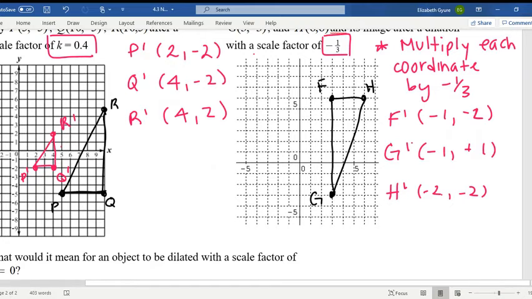Okay. So -1, -2 is F prime. -1, 1 is G prime. And then H prime is -2, -2. So it's much smaller and flipped upside down. Do we understand that no matter what, we just multiply the scale factor by the points? Okay.